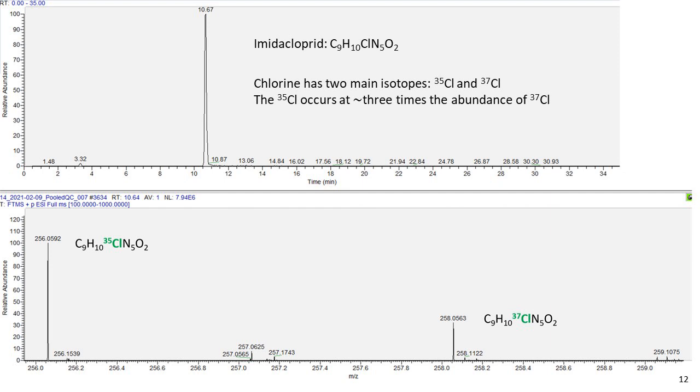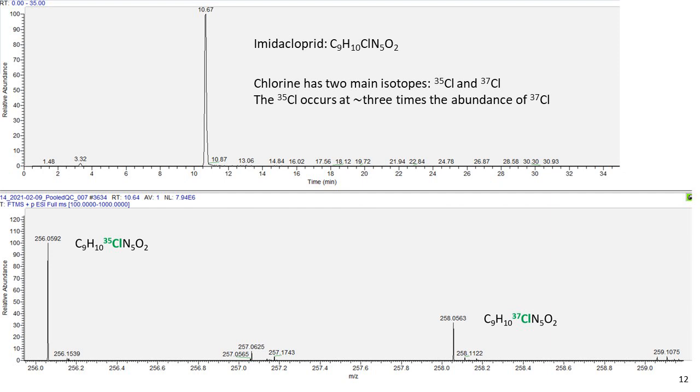One is chlorine 35 and the other one is chlorine 37. What is important here is that we know that in chlorinated compounds, chlorine 35 typically is 3 times more abundant than chlorine 37. So when we look at the masses at this specific peak, you can actually see this.